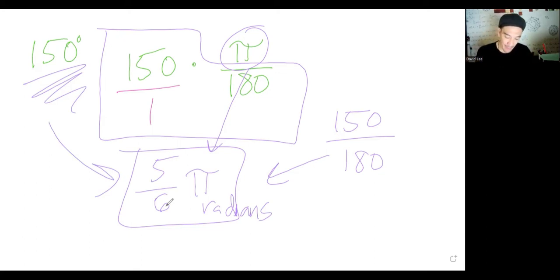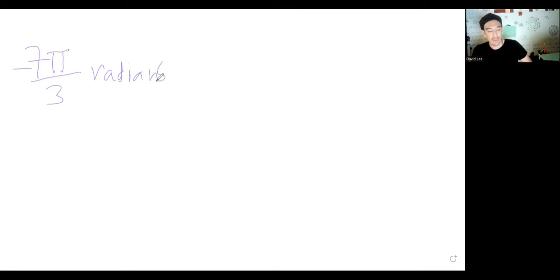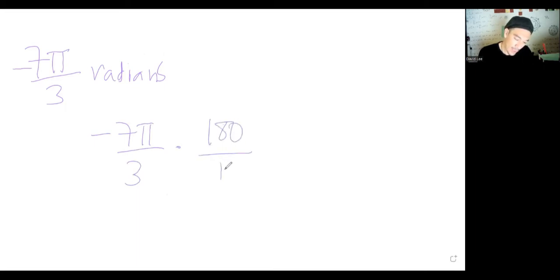Let's try one kind of backwards. Let's say I give you something like negative 7 pi/3 radians. And on the midterm, they say, okay, turn this into degrees because we're more familiar with degrees. So if I'm given something in radians, you copy it down and we multiply by 180/pi. Let's clean this up, and whatever this is, that'll be our answer in degrees.